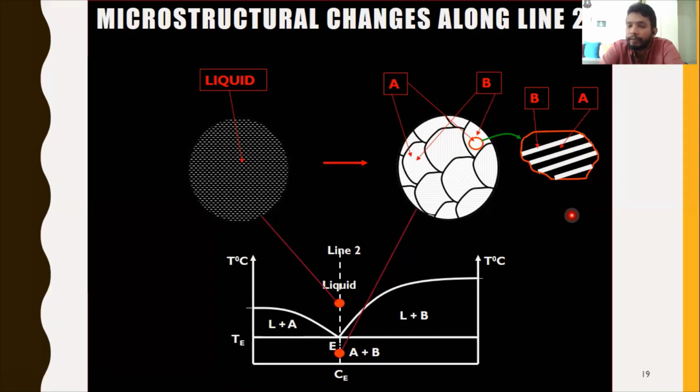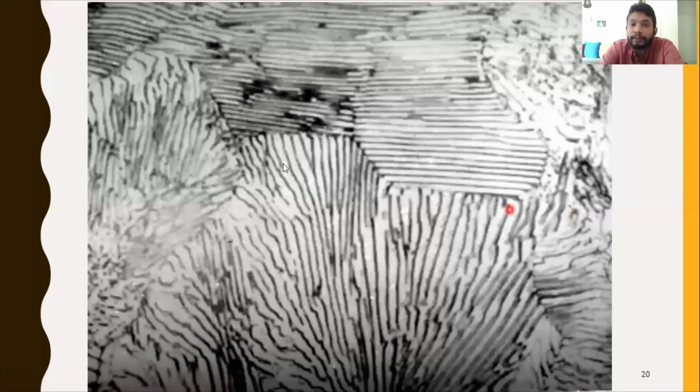Okay, hope you have done that. This is the actual image of that eutectic structure. Here you can see the lamellar structure of A and B. I think this is the martensite structure of steel, most probably. Here we can see A, B, A, B likewise. So this is called a lamellar structure. In an actual case, this is how you can see it. This is not 100% perfect, but this is how it happens.